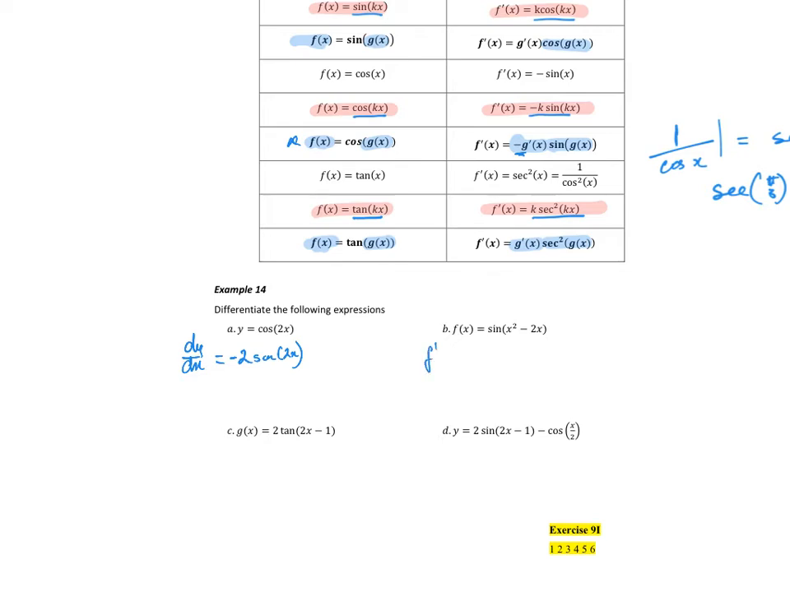f dash of x is equal to the derivative of the function inside, which is 2x minus 2, times, well, sine becomes cos, and it's just x squared minus 2x. All right, so the sine function becomes cos, positive cos. So it might be just a case initially of having your rules there and going, okay, I know sine becomes cos and cos becomes sine, I just can't remember about the sign. So maybe the little formula helps you to remember about the sign.